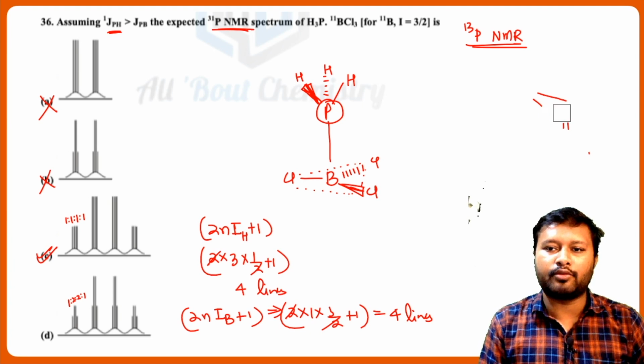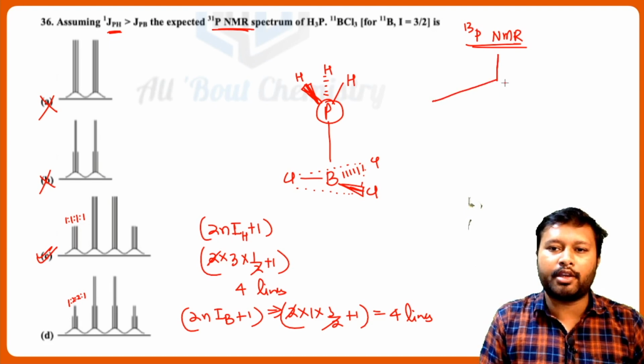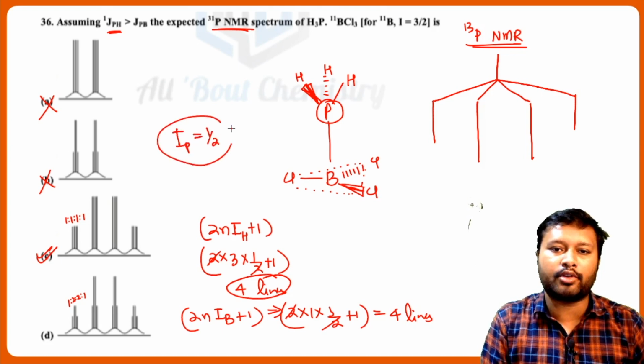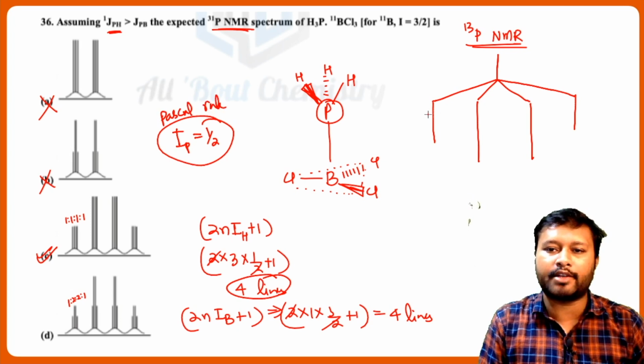Let me erase this part and show you once again. What is going to happen first is that the phosphorus peak is going to come up as a single peak, and that's going to split into 4 lines according to the 2nI+1 formula. So hydrogen is going to cause splitting into 4 lines. Let me make these 4 lines. It is very important to note that these lines' intensity will follow the Pascal rule, because the I value for phosphorus is half. Since it is following Pascal rule, the intensity ratio will be 1:2:2:2:1.